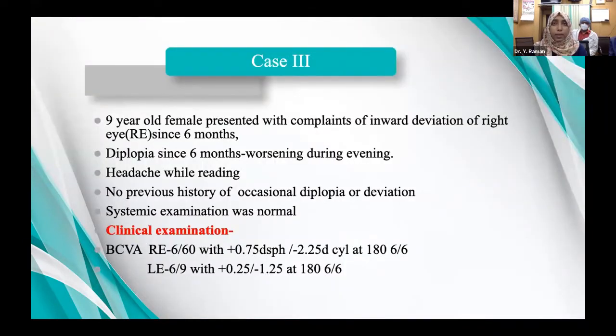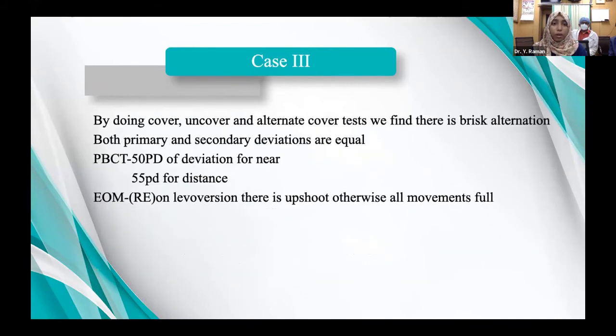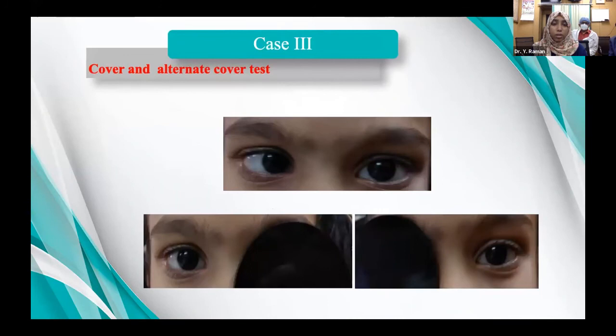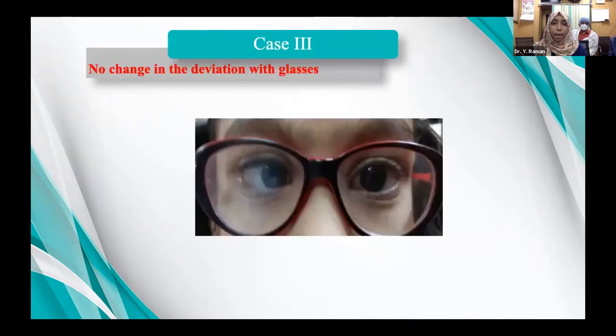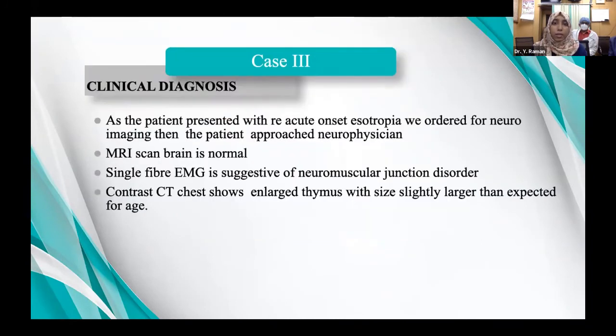In the next case, a 9-year-old female child presented with complaints of inward deviation of the right eye since 6 months, associated with diplopia, which worsened during the evening. Her best corrected visual acuity was 6/6. This is her orthoptic evaluation, and these are the 9-gaze pictures. No change in deviation with glasses was noted. As the patient had diplopia which worsened during the evening, we suspected ocular myasthenia gravis and advised a neurophysician opinion.